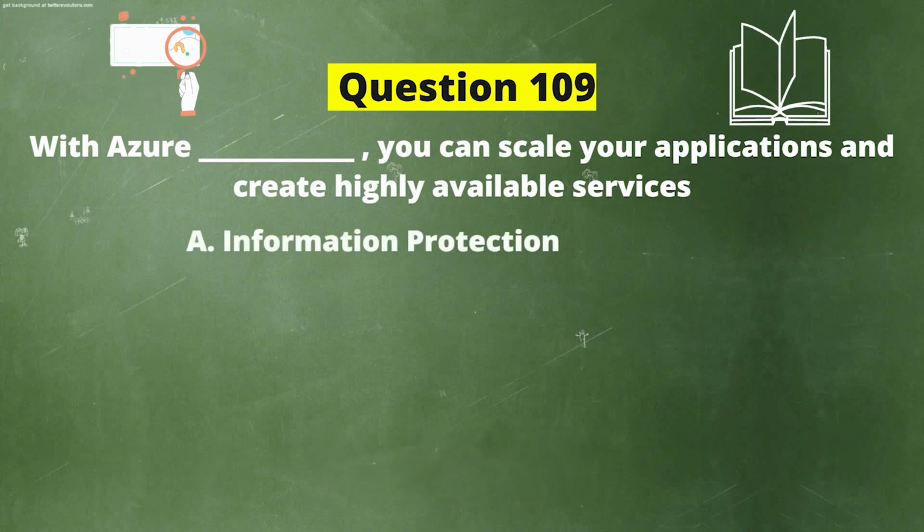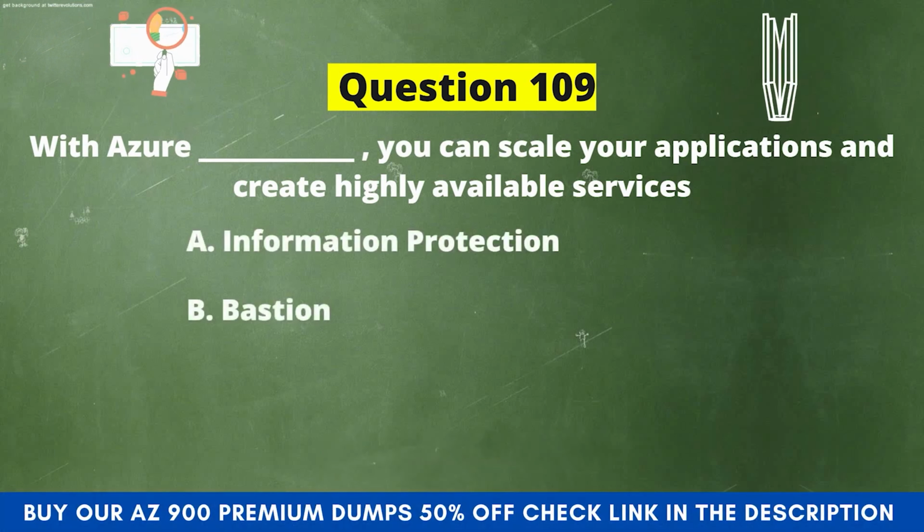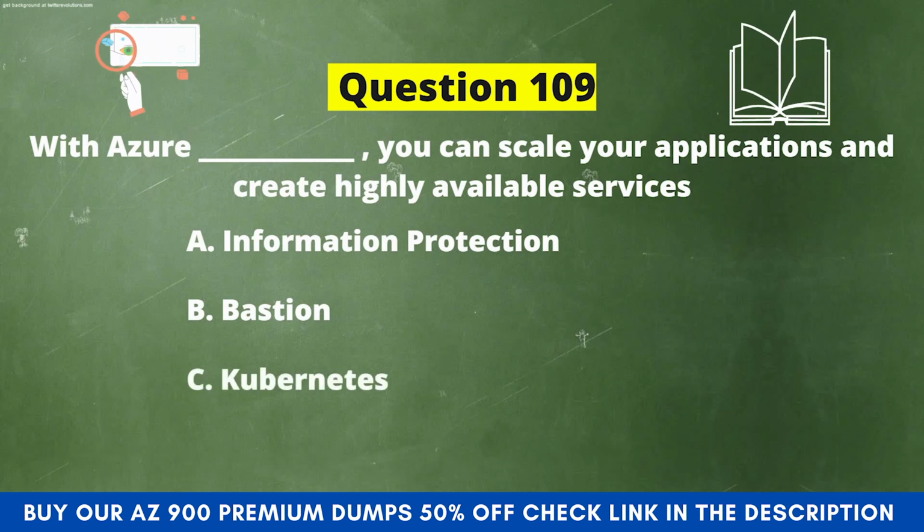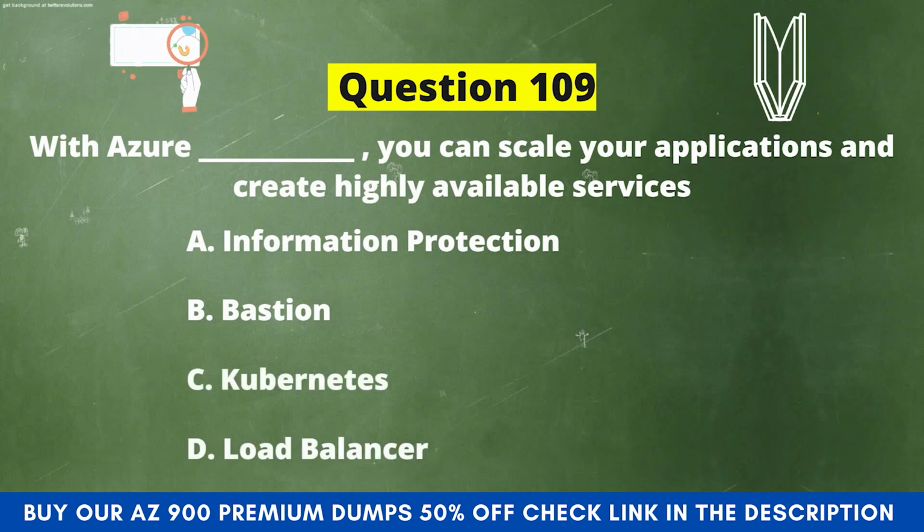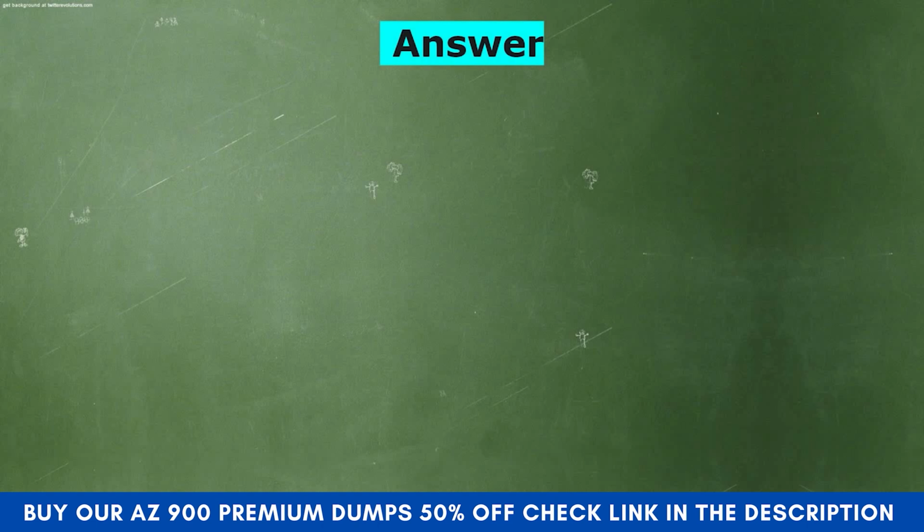Next question. With Azure you can scale your applications and create highly available services. Option A, Information Protection. Option B, Bastion. Option C, Kubernetes. Option D, Load Balancer. And the correct answer is option D, Load Balancer.